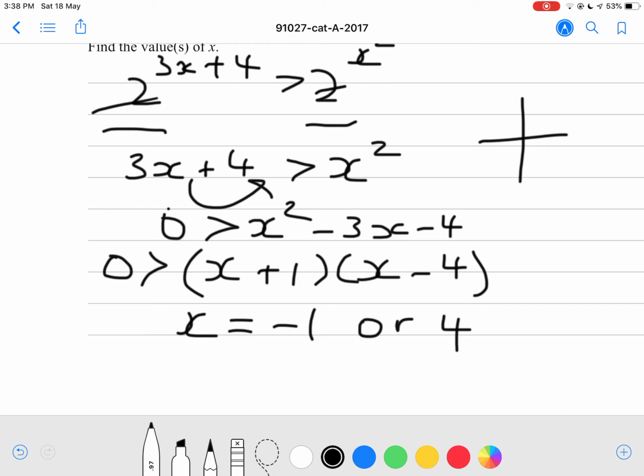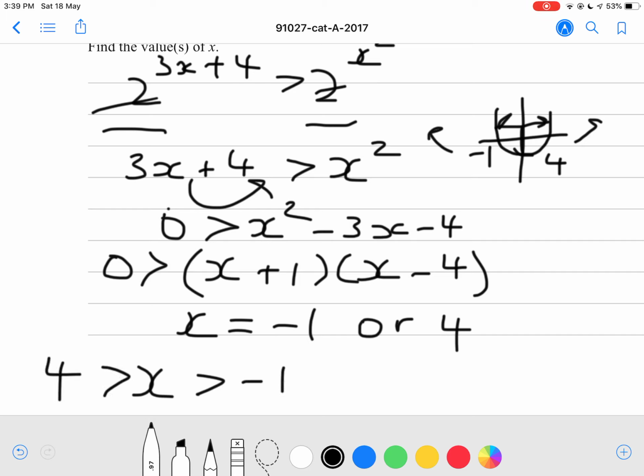So you think about this. So this is a positive parabola. So it's like when the parabola looks like this, okay? So we have our negative 1 here, we have our 4 here. So we see that when the x values are in between negative 1 and 4, then the parabola dips below 0. And when it's bigger than 4 or less than negative 1, then the parabola will go above 0, okay? So basically, when it's less than 0 is when it's in between negative 1 and 4, okay? So we'll say that x is greater than negative 1, but is smaller than 4, okay?